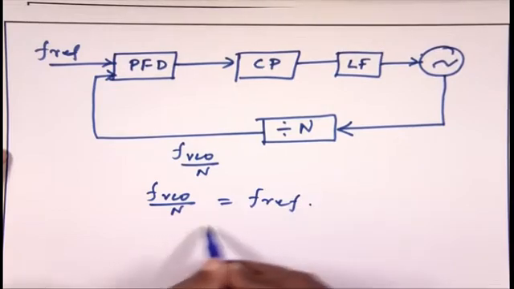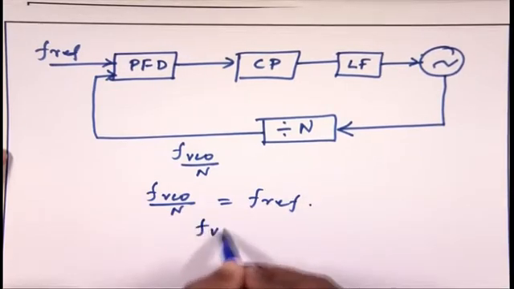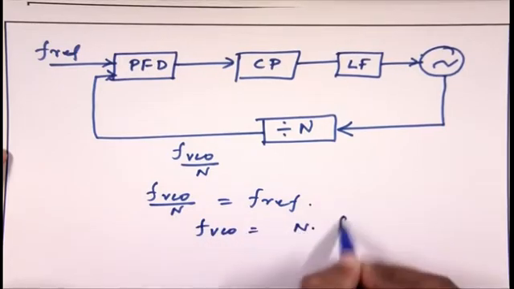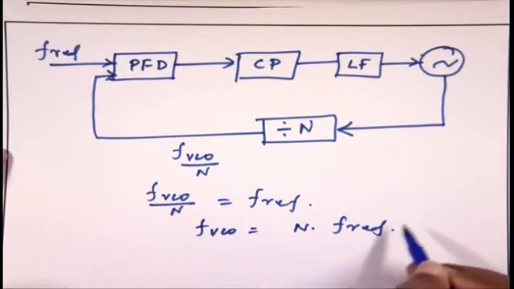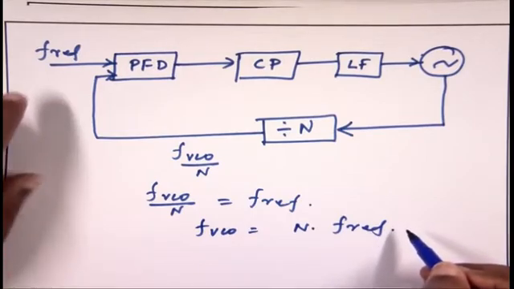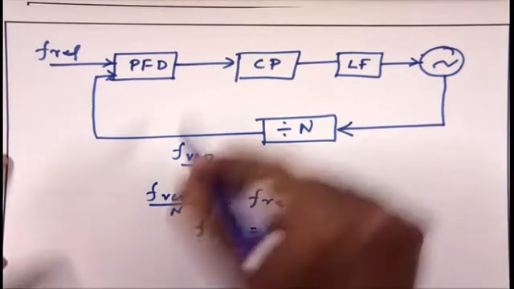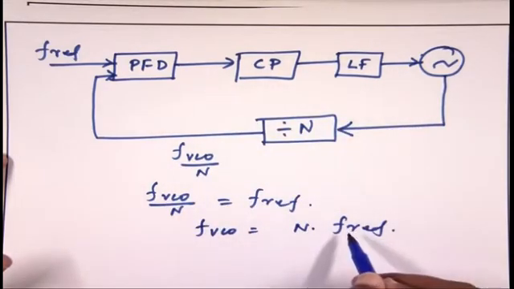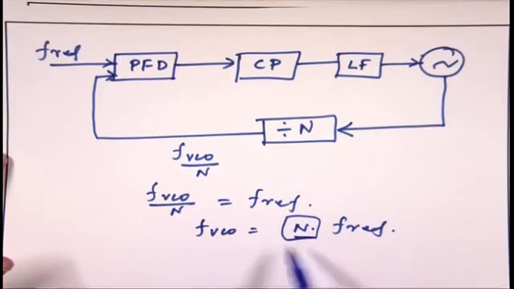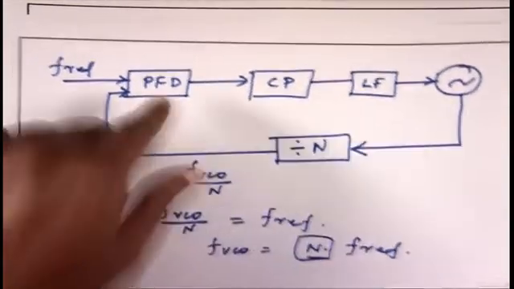It means that F VCO is equal to N times F ref. So it acts like a multiplier. As if this transfer function, or the complete block diagram, multiplies the input reference frequency by a factor of N. N is an integer number, let us assume. In the next case, I will go through this particular architecture in design steps, how I can go about this.